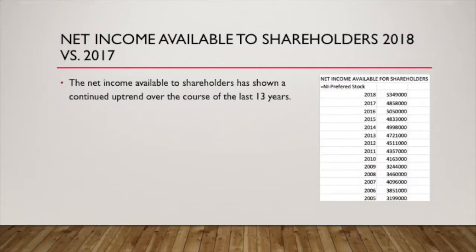Net income available to shareholders, 2018 versus 2017. On the chart on the right, you can see that net income available to shareholders has shown a continued uptrend over the course of the last 13 years. This is always a good sign for a company.